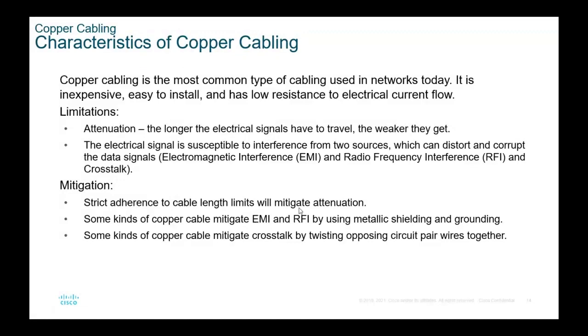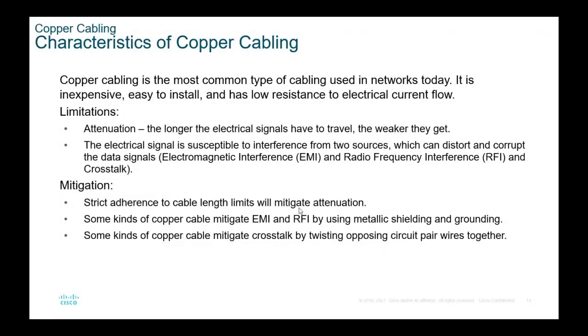So what about all these problems? How can we mitigate? Mitigate means make those problems less. We have strict adherence to cable length. With copper, you'll realize there's a 100-meter cable length maximum. So anything more than 100 meters, you have to put another device in between, a repeater, a switch, whatever, but each piece of cable can't be more than 100 meters.